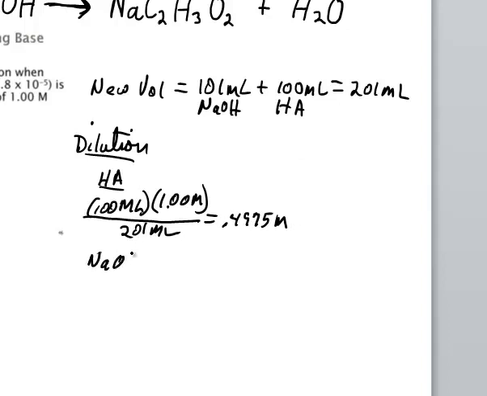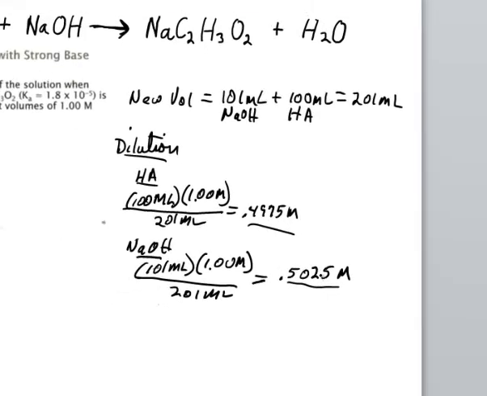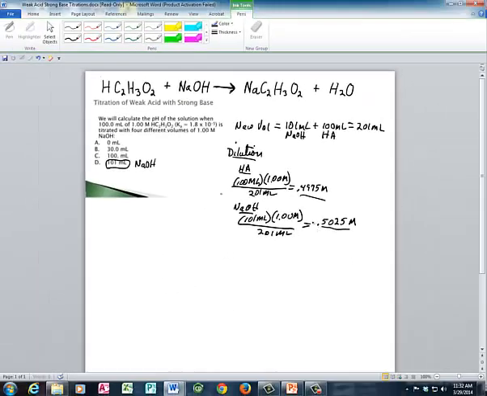We'll do the same thing for the sodium hydroxide. For the sodium hydroxide, the dilution looks like 101 milliliters times our 1 molar concentration divided by 201 milliliters solution volume. And that's going to give us 0.5025 molar concentration. All right, so here are the new concentrations of the weak acid and the strong base, sodium hydroxide.